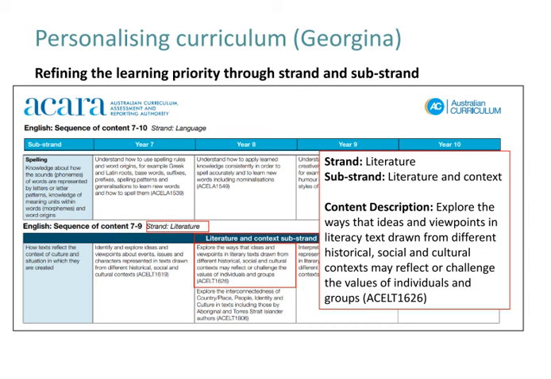Refining the curriculum learning priority further involves identifying the strand and substrand within the English learning area. Once this has been established, the content description and/or elaboration from the substrand informs the aim. The general capabilities and cross-curriculum priorities may be used to inform the aim and subsequent goals SMARTAR.